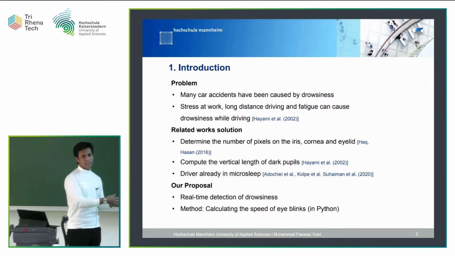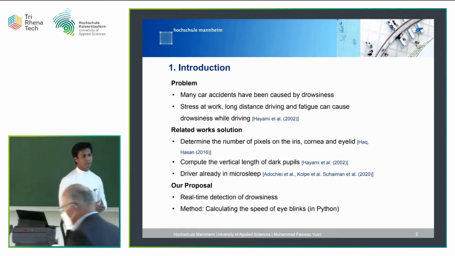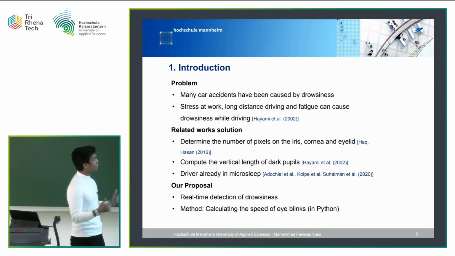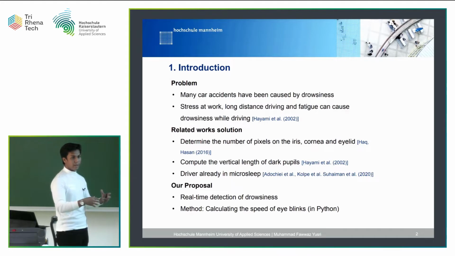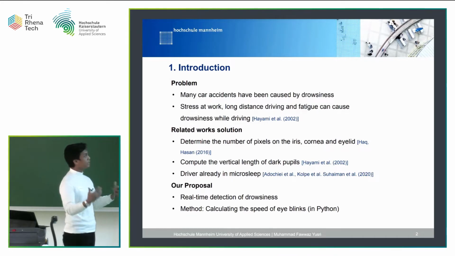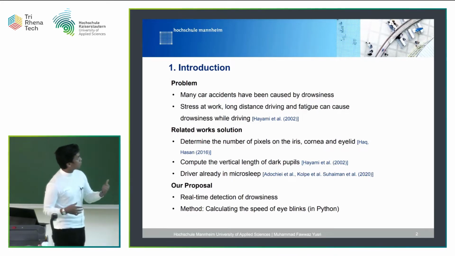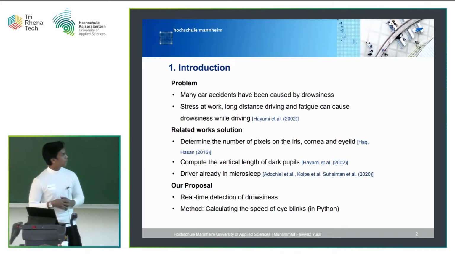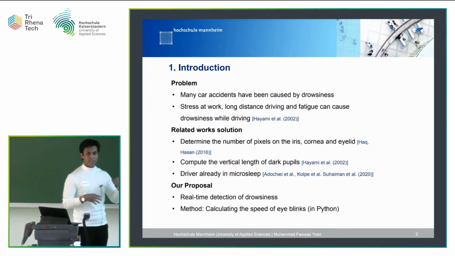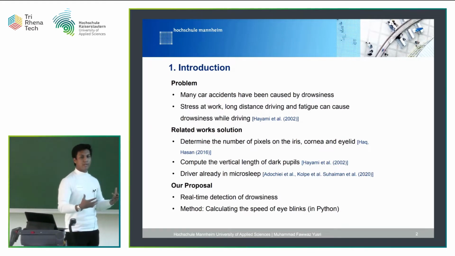So microsleep is a sudden temporary sleep that may happen only for several seconds, 2 or 3 seconds, but for these 3 seconds it's really crucial for a driver, as a fatal accident may happen. So our proposal is to calculate the speed of the eye blinking, because as you know, one of the characteristics of a sleepy person is a slow movement of the eyelid.